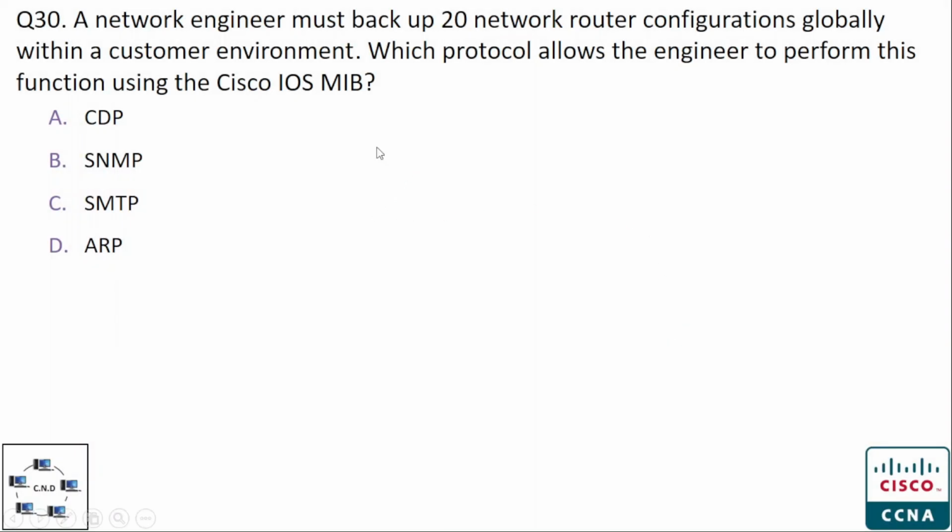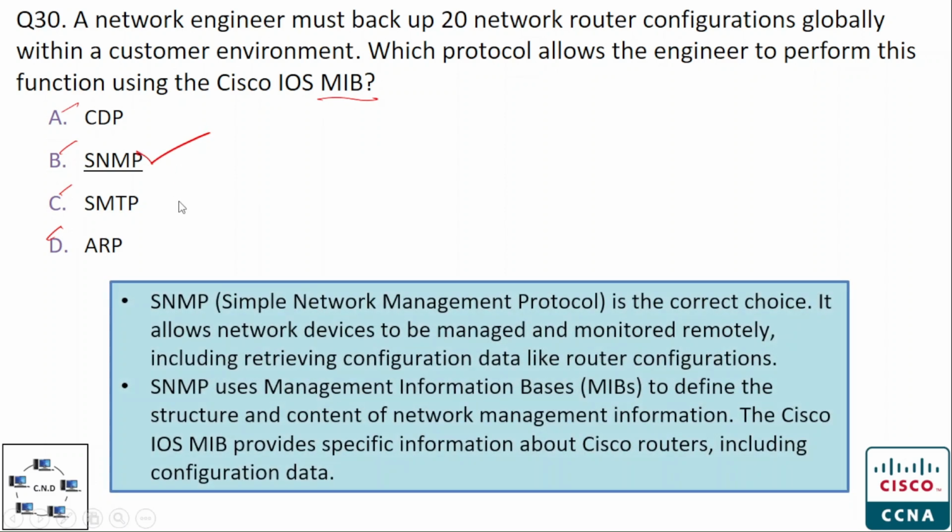Question number 30. A network engineer must back up 20 network router configurations globally within a customer environment. Which protocol allows the engineer to perform this function using Cisco IOS MIB? And the options are: option A, CDP, option B, SNMP, option C, SMTP, and option D, ARP. And the correct option is option B, SNMP, Simple Network Management Protocol.